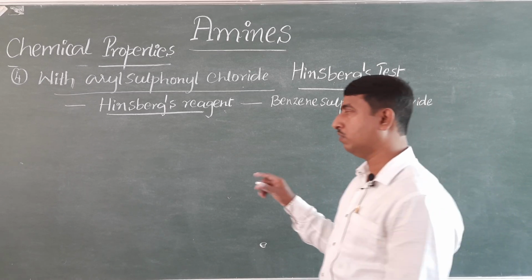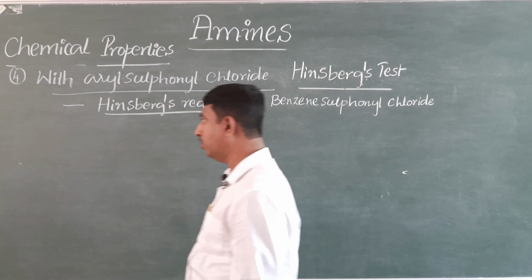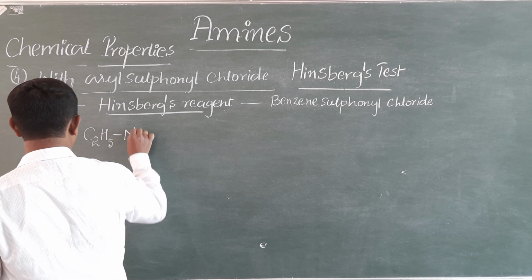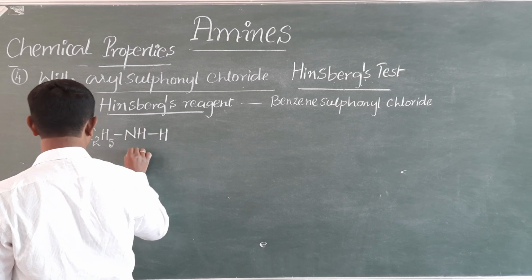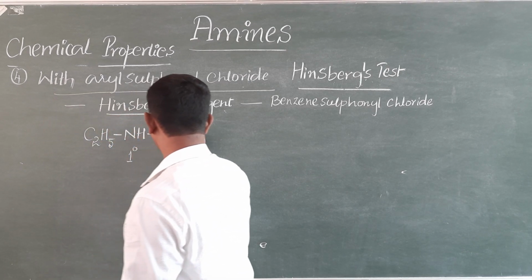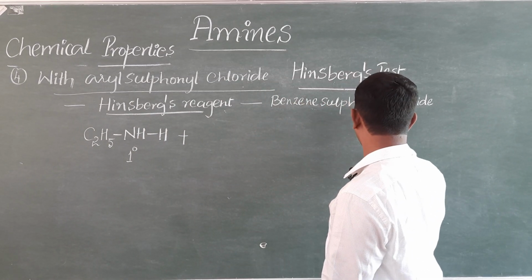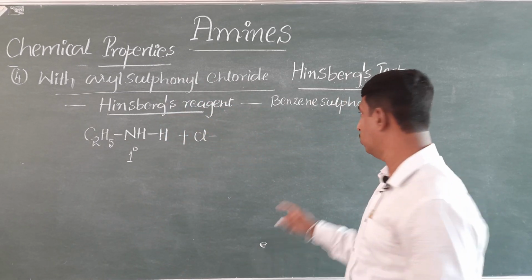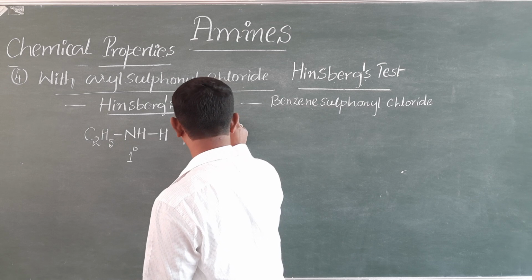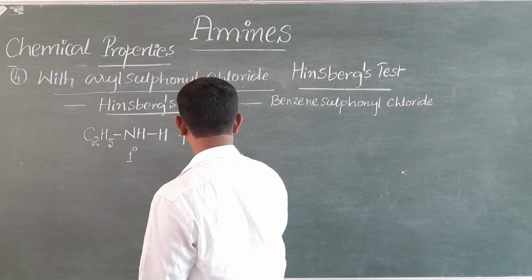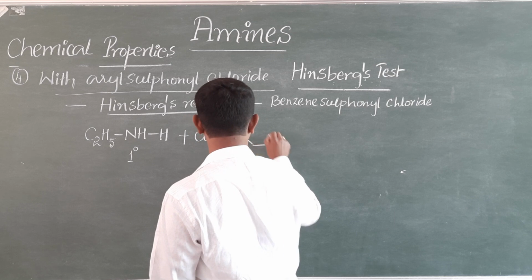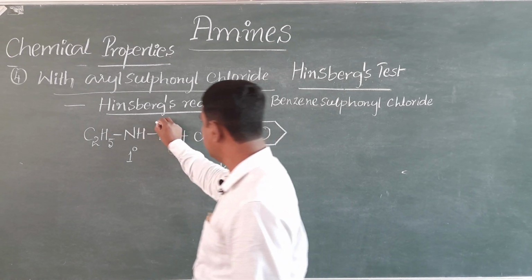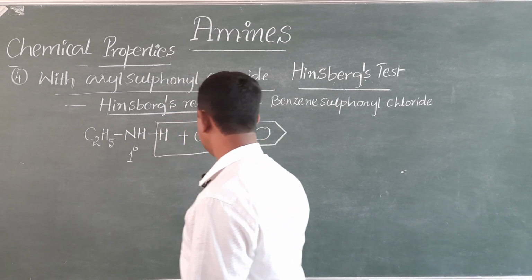Let us write the equations for primary and secondary. Tertiary does not react. I will take primary amine, ethylamine. This is primary amine. It is made to react with benzene sulfonyl chloride. I will write it in reverse manner: chloride, then the sulfonyl group, S double bond O, S double bond O, then the benzene ring. During the reaction, HCl is eliminated.